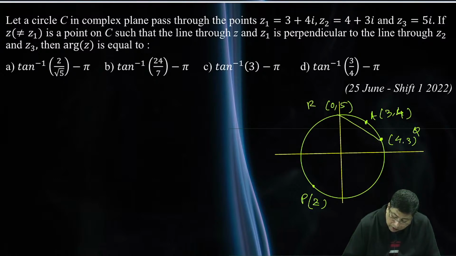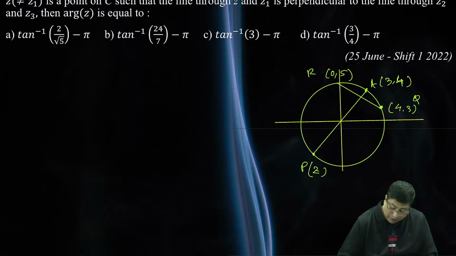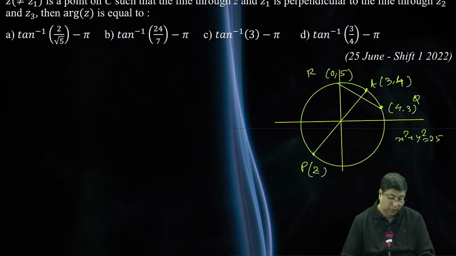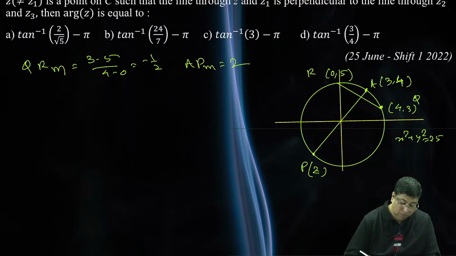If we joined RQ and this is the PA, they are lying on the circle x square plus y square equal to 25. Okay. So, slope of QR equal to y2 minus y1 by x2 minus x1 equal to minus half. So, slope of AP equal to 2.